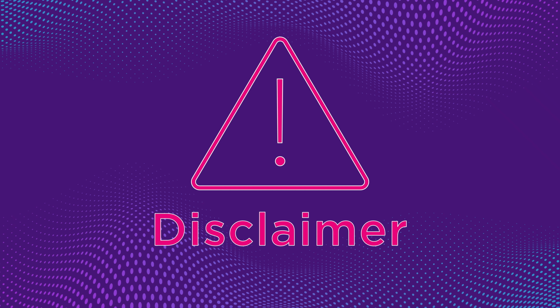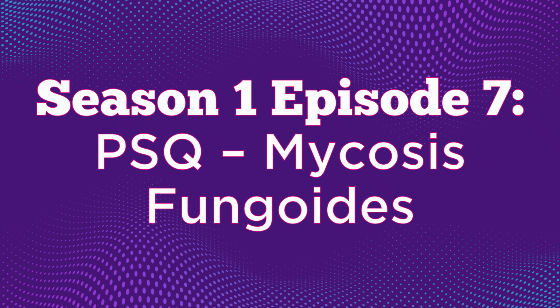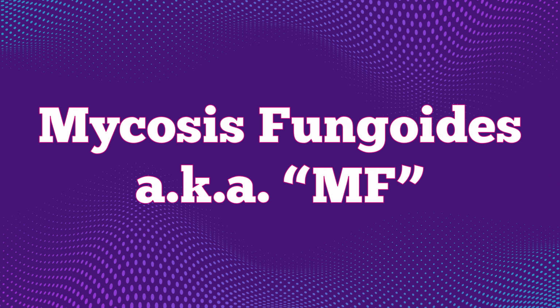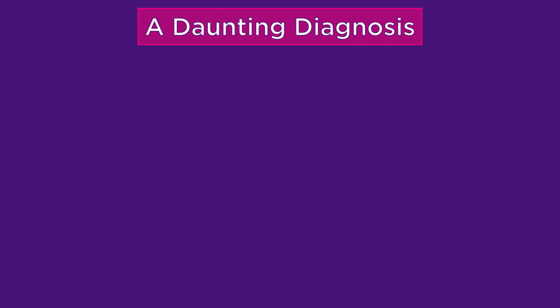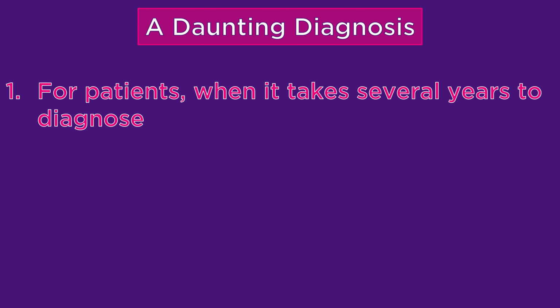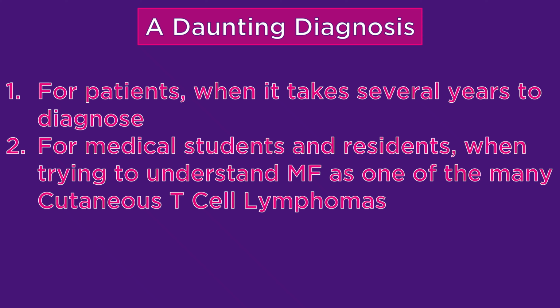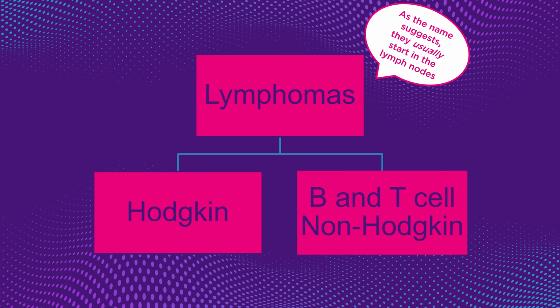So, Mycosis fungoides, often referred to as MF, is a very daunting condition, both for patients who have often had it for years before they get their diagnosis, and also for medical students and residents trying to learn about it and put it in the larger context of the many cutaneous T-cell lymphomas. So I want to start by building a framework for thinking about cutaneous lymphomas, and then go on to our discussion of classic Mycosis fungoides and its progression through patch, plaque, and tumor stages.